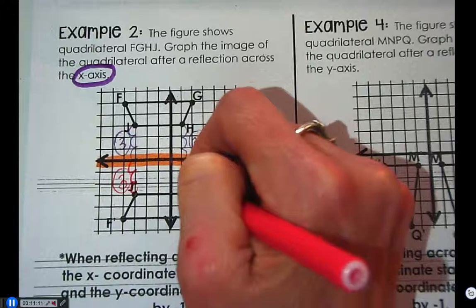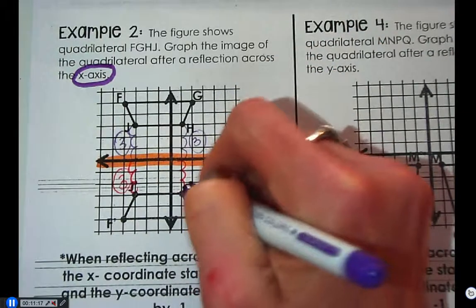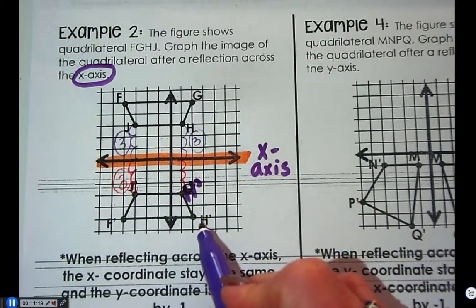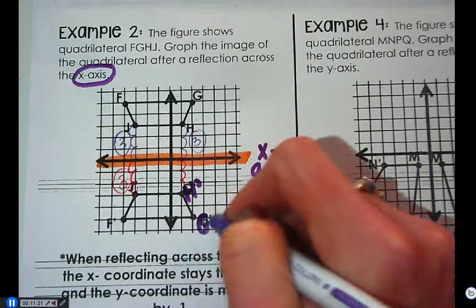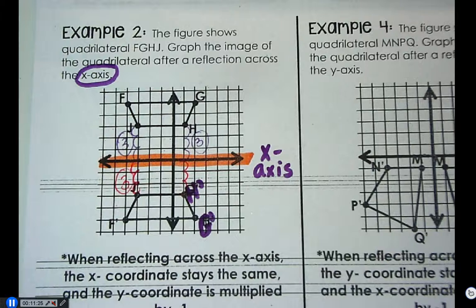Wow, I didn't make this. So that should be H prime. So this should be H prime. And then what should this be? This should be G prime. Okay, so go ahead and change that. We found the mistakes.